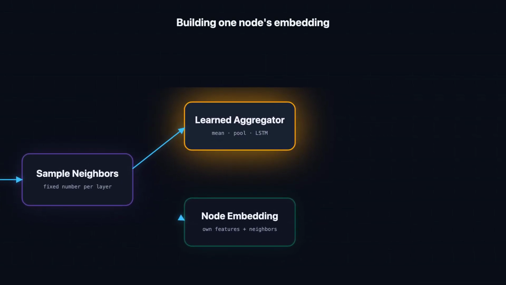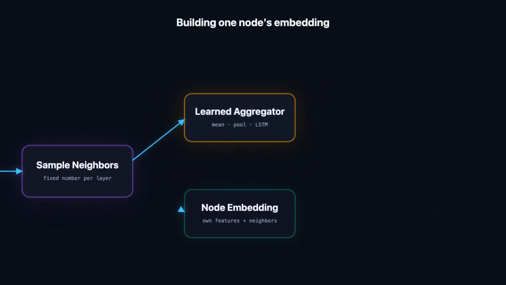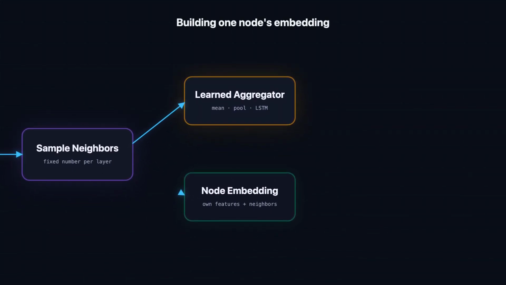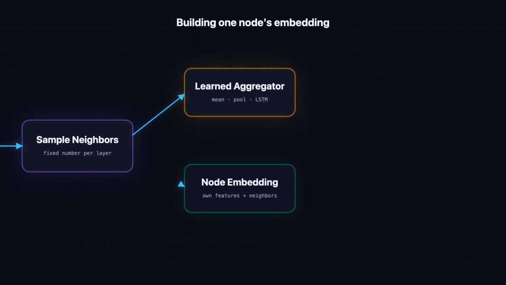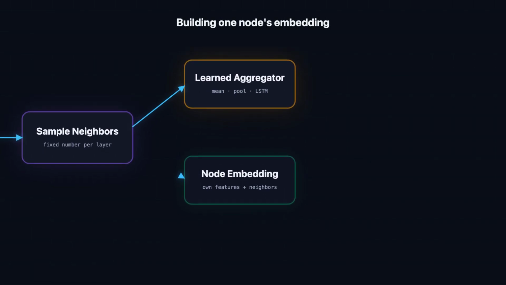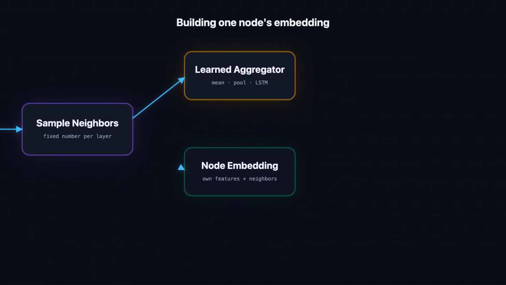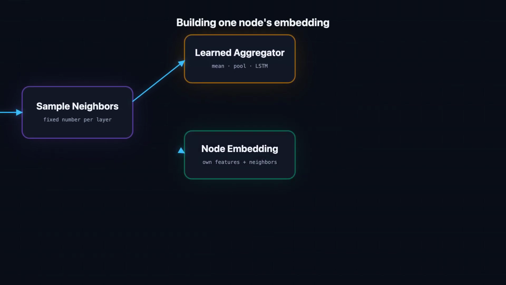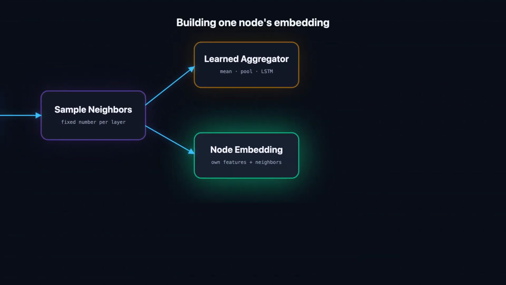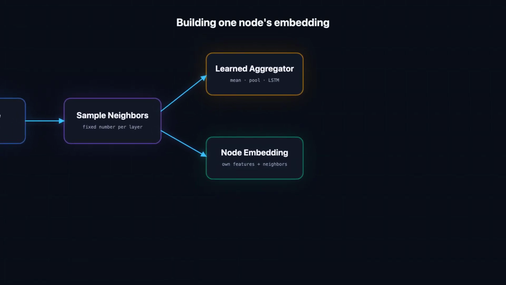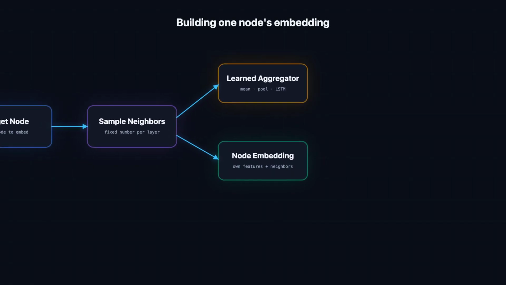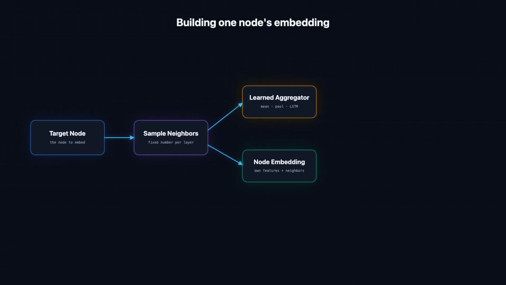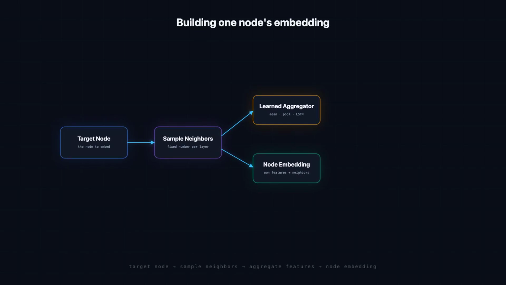Next comes aggregation, the second half of the name. The sampled neighbors' feature vectors get combined by a learned aggregator function, maybe a simple mean, a pooling operation, or even an LSTM. Notice what is really happening here. The model learns a reusable rule for combining neighbors, rather than memorizing one fixed vector per node. Finally, that aggregated neighbor summary gets combined with the node's own features to produce its embedding. Because it is a learned function of features, you can embed a brand new node the moment it appears, with no retraining at all.